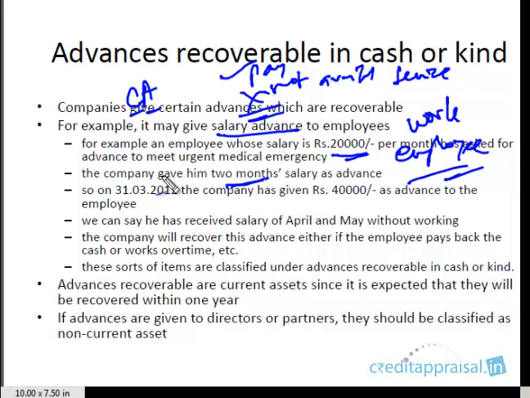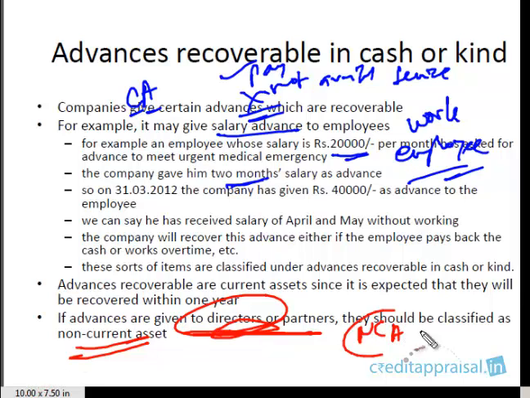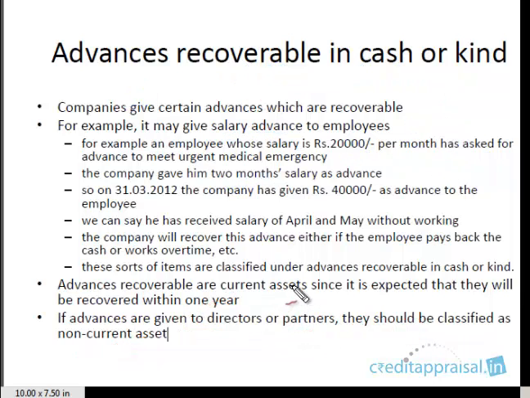But then you have to understand one very important point. Usually loans and advances given to employees will be classified as current assets. But if you give a loan to a director, it should be classified as a non-current asset. Why? We are going to see it under non-current assets. We'll be discussing this item again. But please remember this: loans and advances given to directors will be classified as a non-current asset.